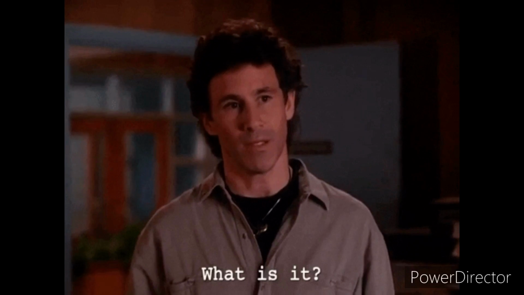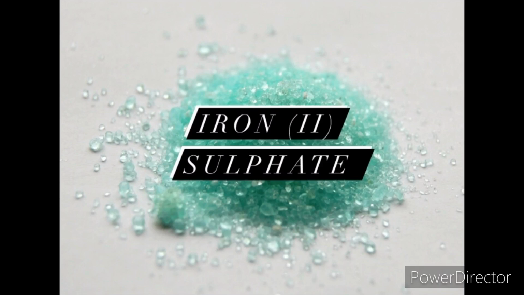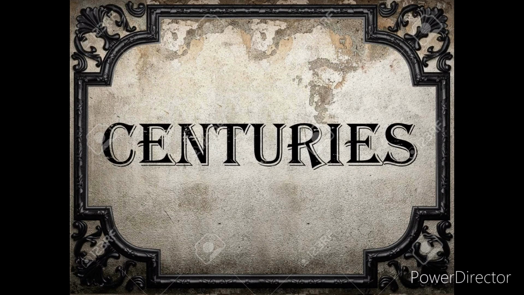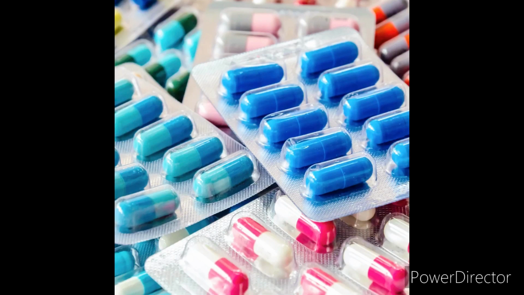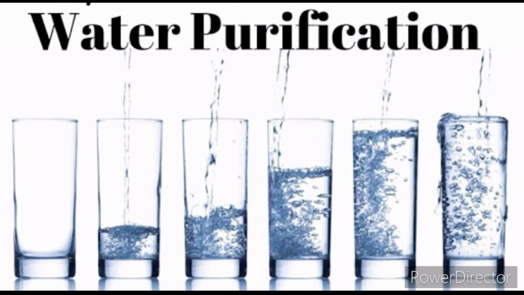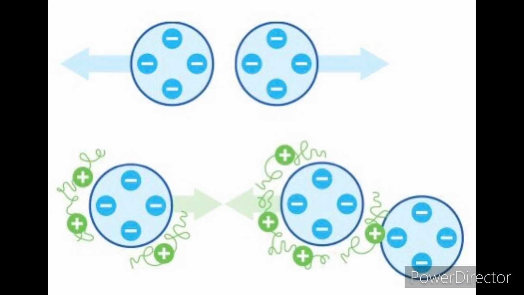Now, let's talk about some of its uses. Iron sulfate is mainly used as a precursor to other iron compounds. Also, it has been used in the textile industry for centuries as a dye fixative and is used as a medicine to treat and prevent iron deficiency anemia. It has been used in the purification of water by flocculation.